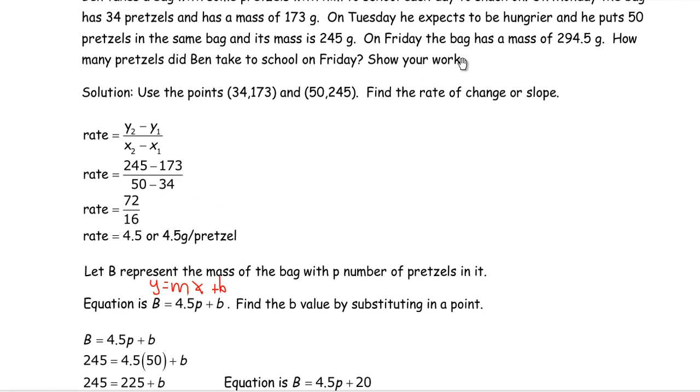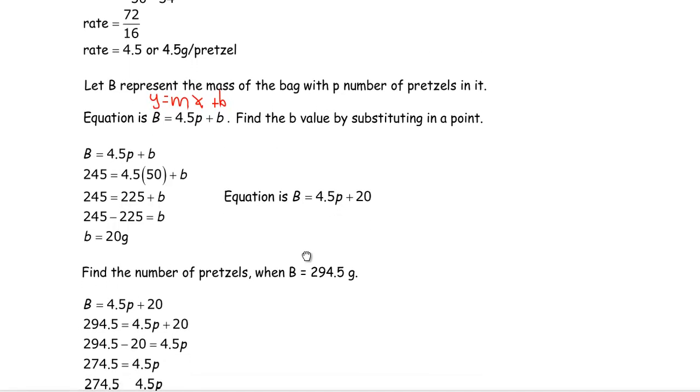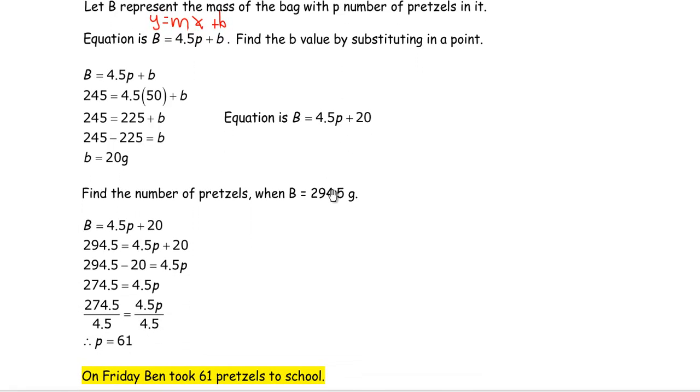Remember up here on Friday, the mass was 294.5, and we're asked to find how many pretzels. So that's the capital B, and we're asked to find the little p. The little p represents the number of pretzels. So 294.5 is going to go in place of B here. Here's my equation, same equation I have here. So 294.5 here, and we're going to solve for P.